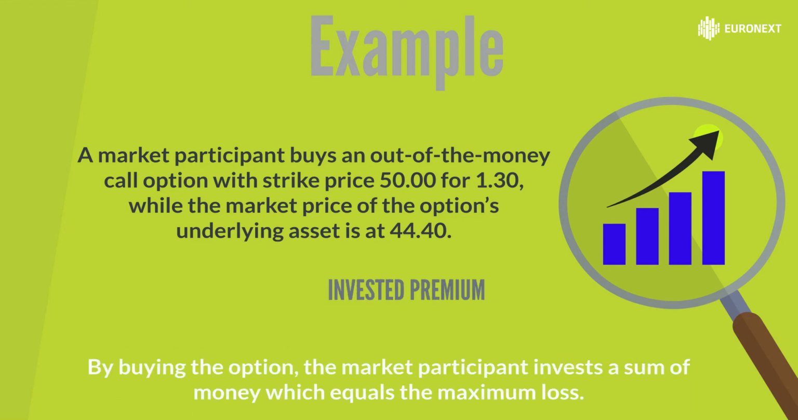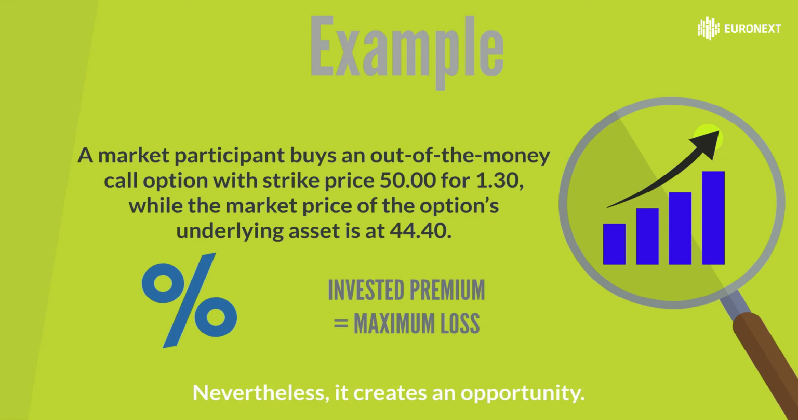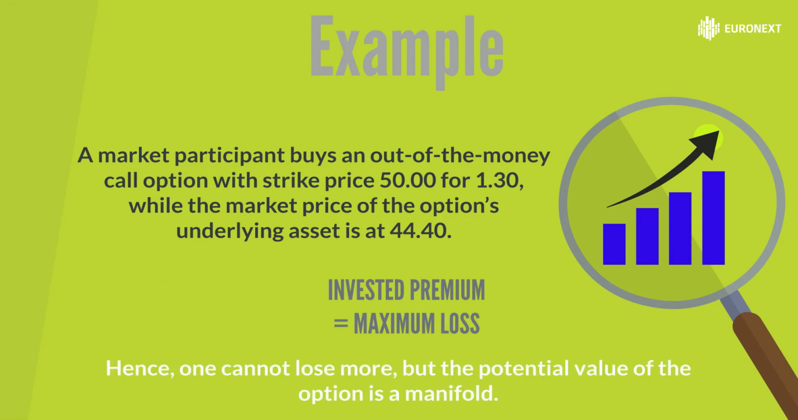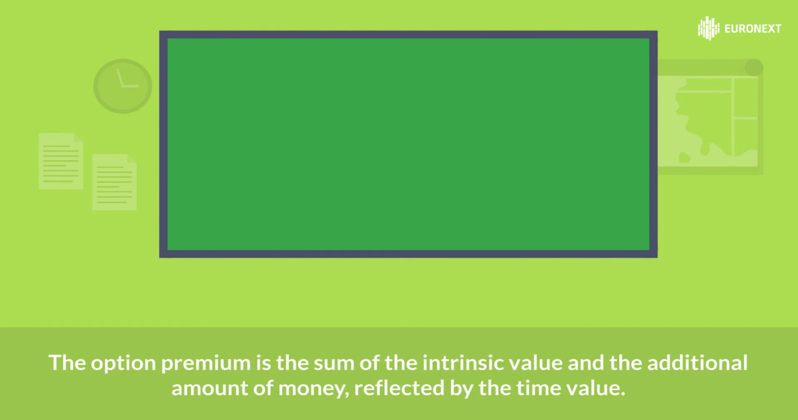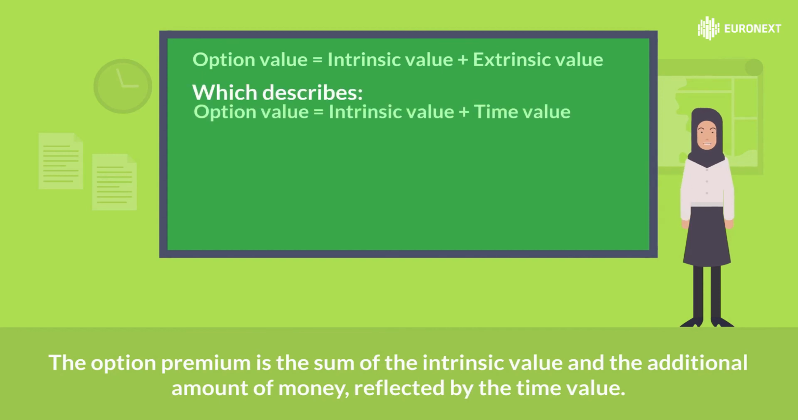By buying the option, the market participant invests a sum of money which equals the maximum loss. Nevertheless, it creates an opportunity. Hence, one cannot lose more, but the potential value of the option is manifold. The option premium is the sum of the intrinsic value and the additional amount of money, reflected by the time value. Option value equals intrinsic value plus extrinsic value, which is the same as option value equals intrinsic value plus time value.